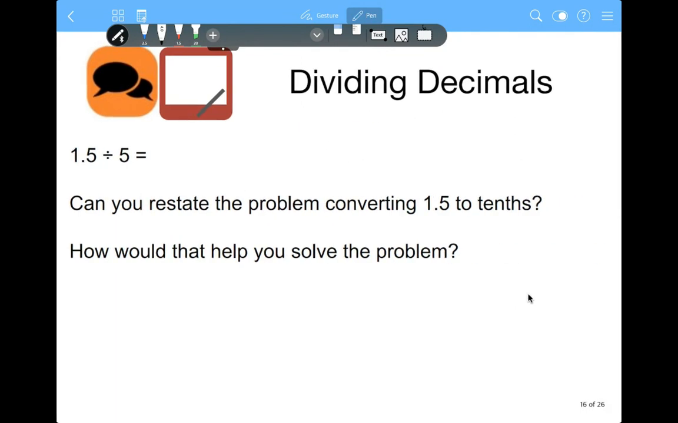So let's go ahead and keep dividing decimals. Go ahead and read this equation out loud to yourself. 1 and 5/10 divided by 5 equals. How could I convert this problem to tenths? Think back to yesterday's problem when we converted our multiplication problem into decimals. We took out the decimals, so we converted it to tenths and hundredths and thousandths. How could I convert this into tenths, and how would that help me solve the problem?